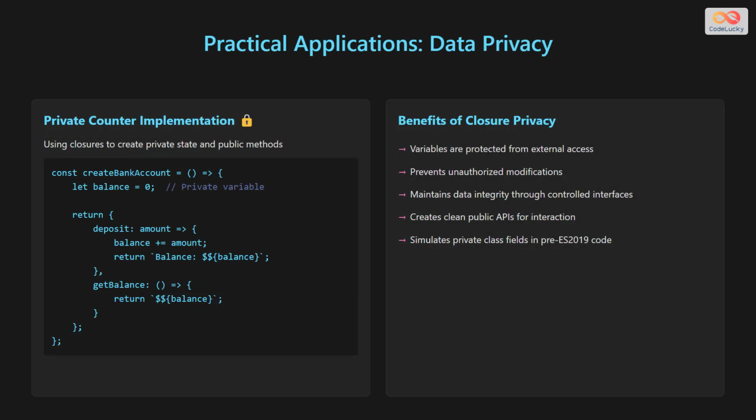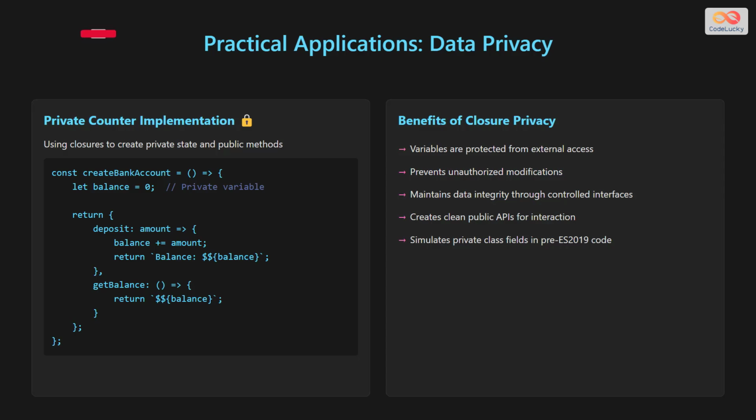Closures enable us to create private variables within JavaScript, which is a powerful feature for data privacy. Here we have a function, createBankAccount, which declares a variable named balance initialized to 0. This function returns an object which exposes two methods. The deposit method increases the balance and returns the updated balance. The getBalance method returns the current balance. The balance variable is private, and it is only accessible through these methods.